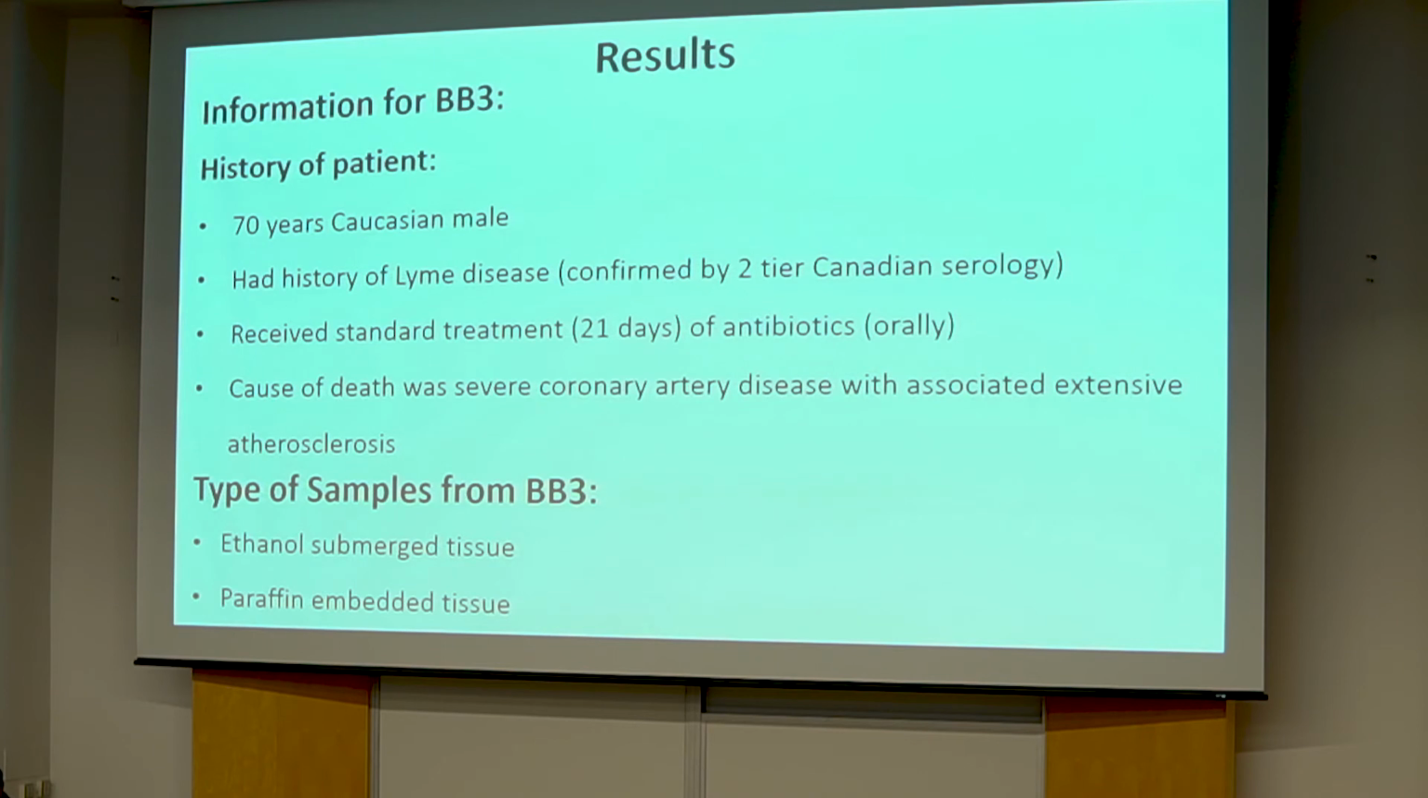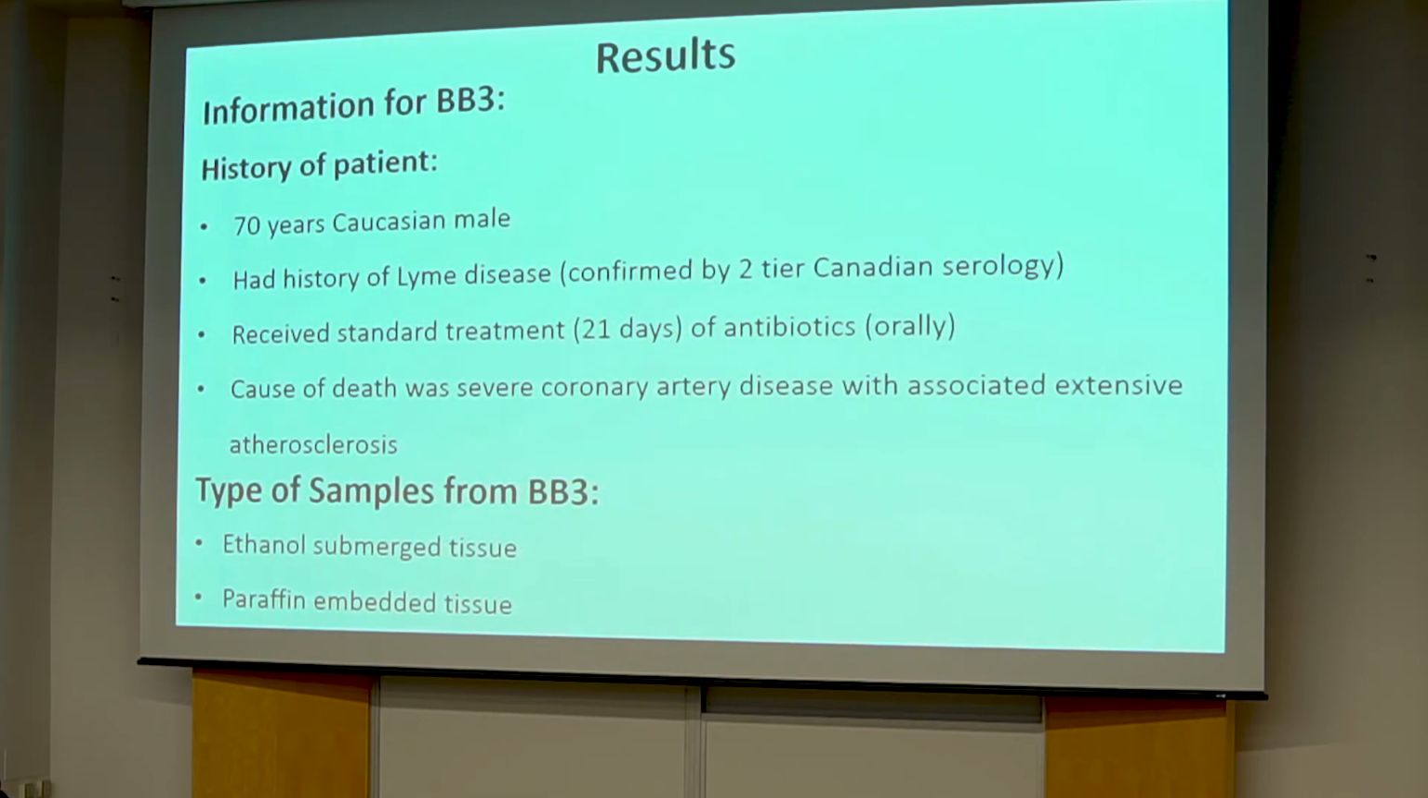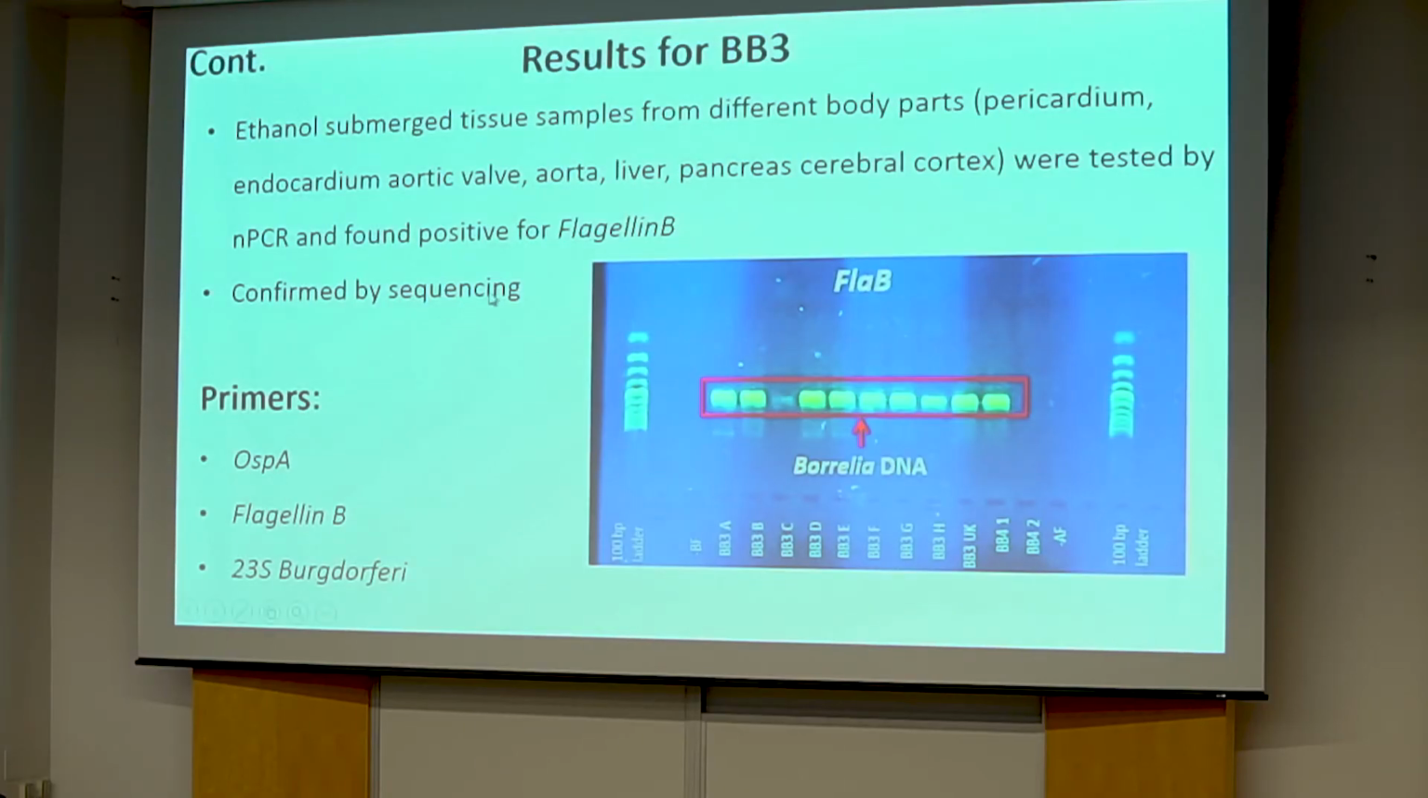From this patient, we found two types of tissues. One type was ethanol-submerged tissue, and the other was paraffin-embedded tissue. The ethanol-submerged tissue samples from different body parts were tested by nested PCR and found positive for flagellin B. Later on, we confirmed it by sequencing. Here, each band shows different tissues from the same patient.